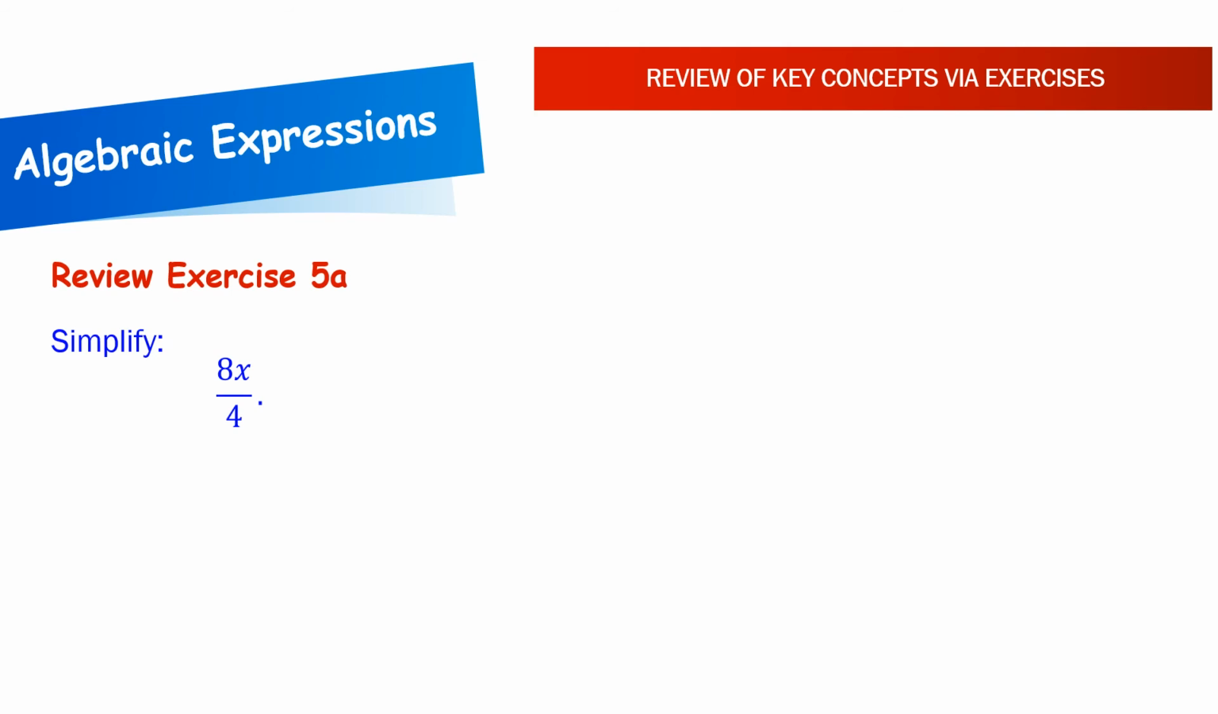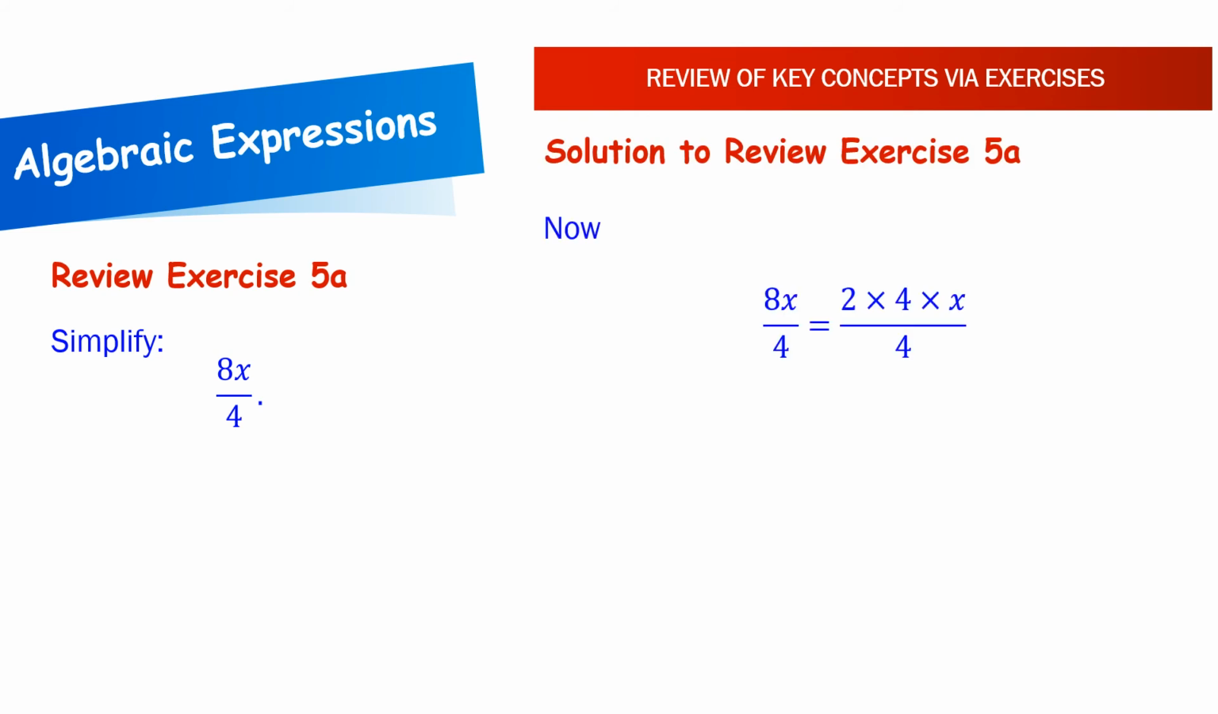We will now simplify 8x over 4 for review exercise 5a. 8x over 4 can be expressed as 2 times 4 times x divided by 4. On the right-hand side, there is a 4 in the numerator and a 4 in the denominator, so we can cancel to give 2x.